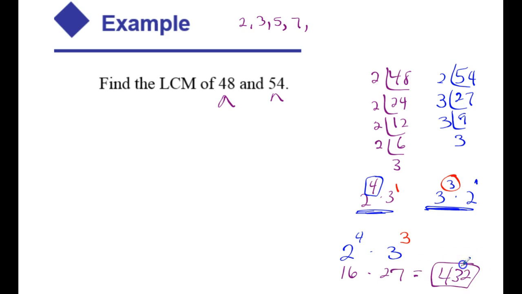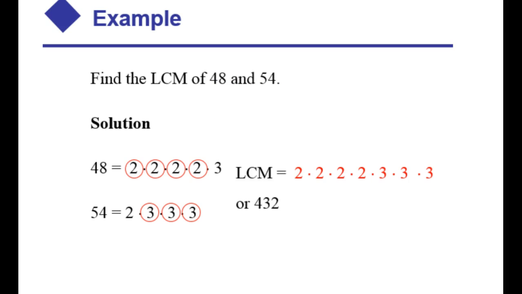So what does that mean? That's the least number, the lowest number that both 48 and 54 go into. Don't get that confused with the greatest common factor, which is the greatest number that goes into 48 and 54. That's something different. So again, here's how the book chose to write it out. They didn't do factor trees either. They just listed them all, but they didn't explain how they got them all. But they got the same answer, 432.